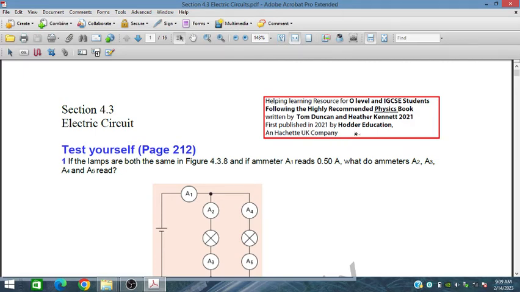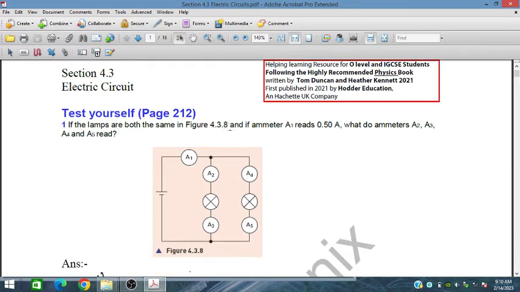This is a very popular book, and here we have some test yourself questions on page 212 from this book. Here we have a question: if the lamps are both the same in figure 4.38, and if ammeter A1 reads 0.5 ampere, what do ammeters A2 and A3, A4 and A5 read?